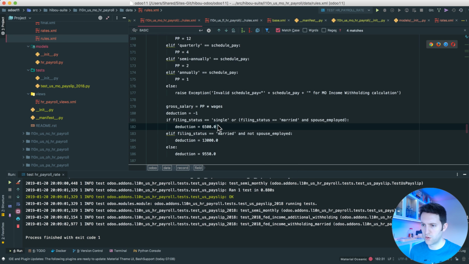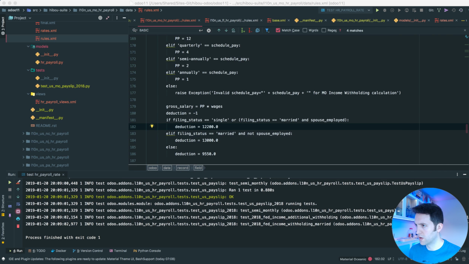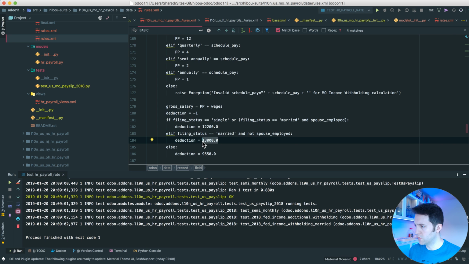Okay, so this is going to be 12,200. I'll drag this off here now. 12,200. The married and not spouse employed is going to be the 24,400. And then this last one, this head of household one, is going to be 18,350.